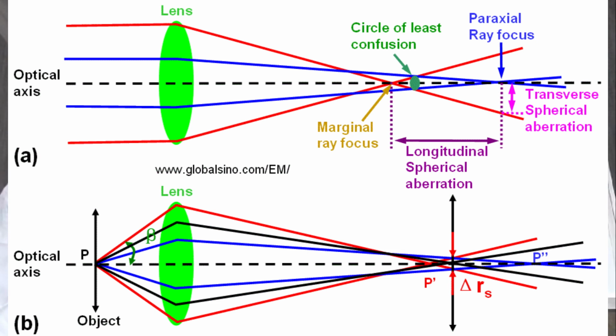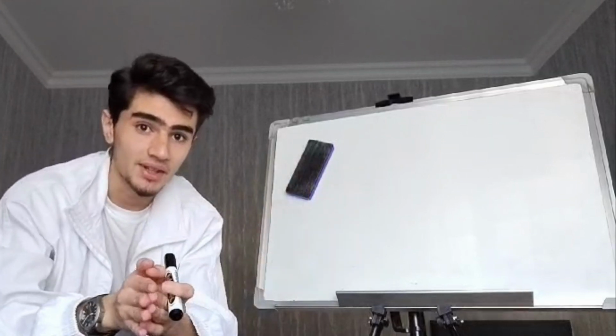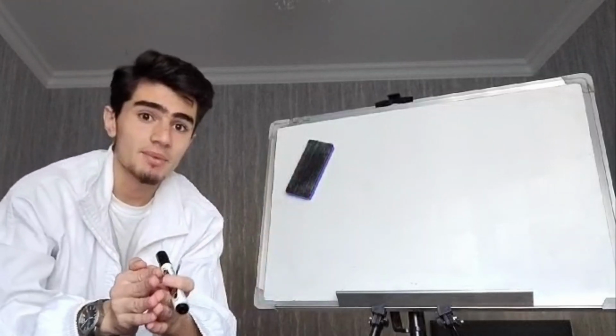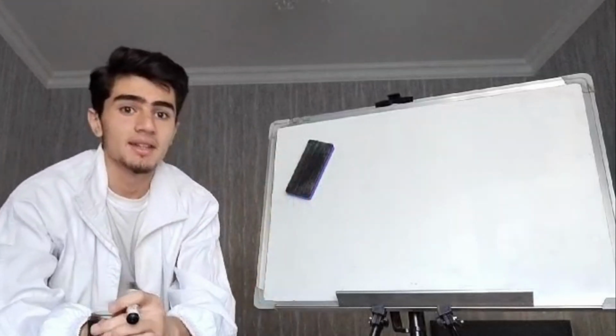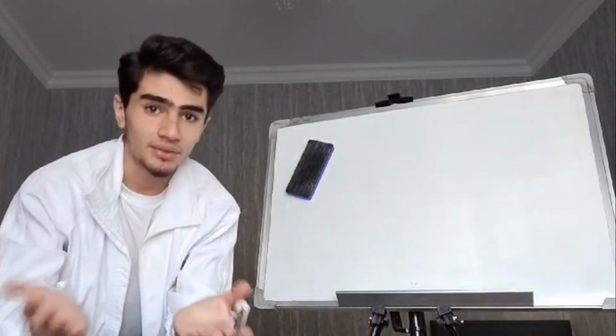Now, this isn't just a lens problem, right? It happens in spherical mirrors too. If you take a concave mirror, same issue, rays hitting the outer part focus at different points than the central rays. That's why images in certain mirrors can look distorted or soft.